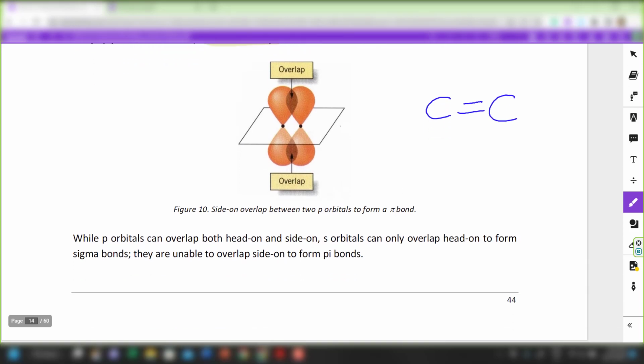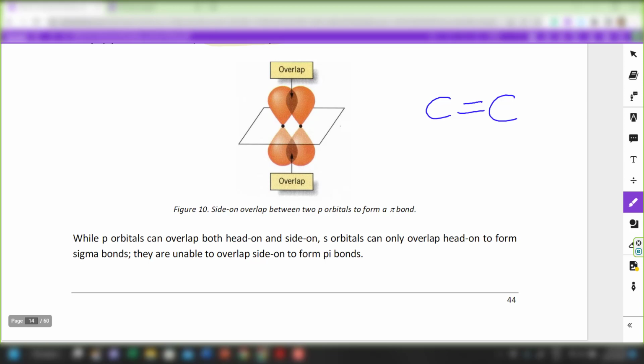So then you might be wondering, why is there a need to describe a pi bond? Well, because you know that for p orbitals, there are three types, or not exactly types.